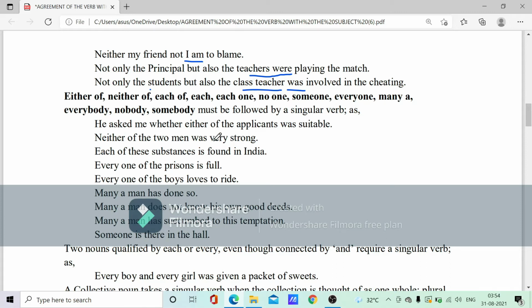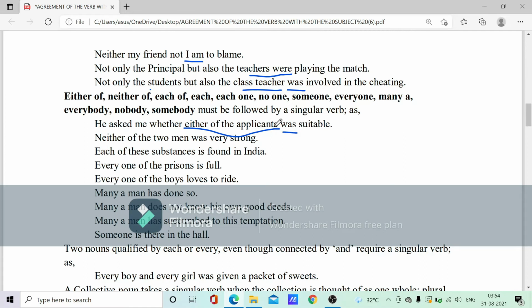He asked me whether either of the applicants was suitable. Here you see either of the applicants. See here, applicants, there are many applicants, but here either means koi, कोई भी उन applicants में से. Not all the applicants, he's talking about a single person, either koi, indefinite. अब जब कोई भी हो रहा है, that means a single person. And a single person means you have to apply a singular verb, and that is was, not were.